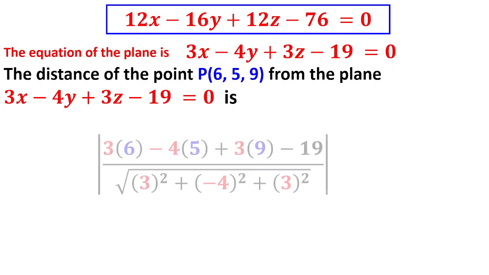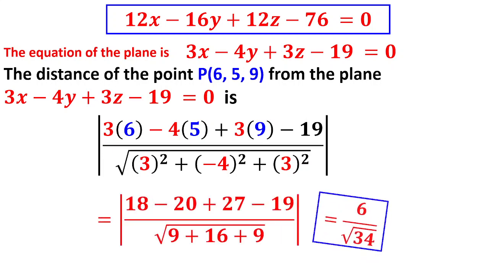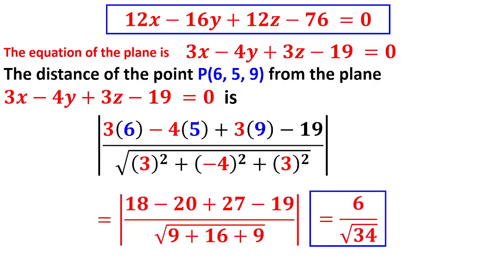Now all of you know the formula for it. Very simple. Take the equation of the plane, check whether the constant is on the left hand side. In the equation of the plane, replace x by the x coordinate of the point, y by the y coordinate of the point, z by the z coordinate of the point, minus the constant, upon the square root of the coefficient of a square plus b square plus c square, the coefficients of x, y, z from the plane. Very simple. Numerator is 6, denominator is root 34. This formula we are directly applying after finding the equation of the plane.